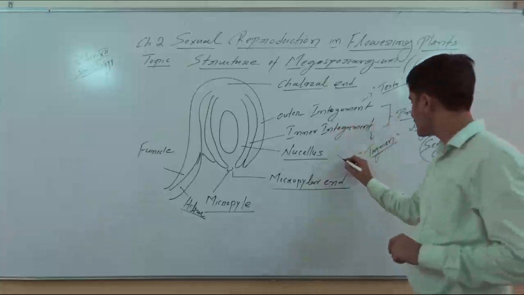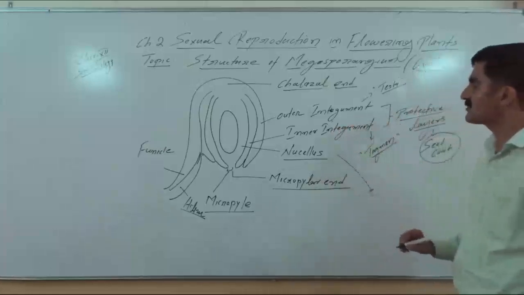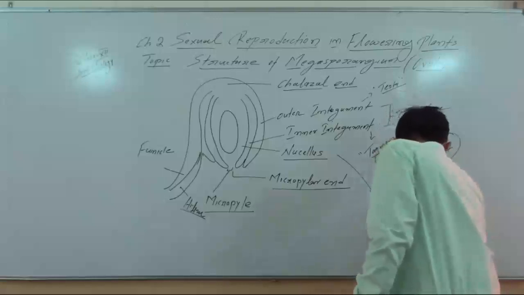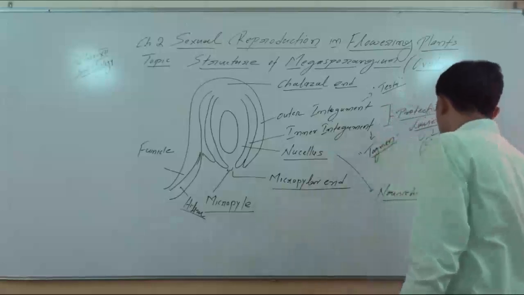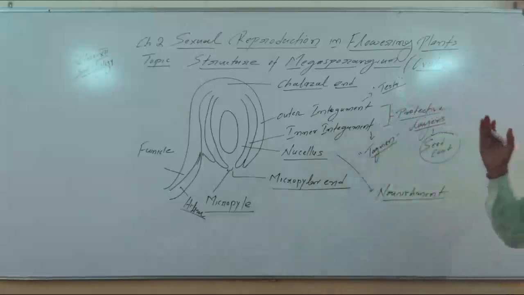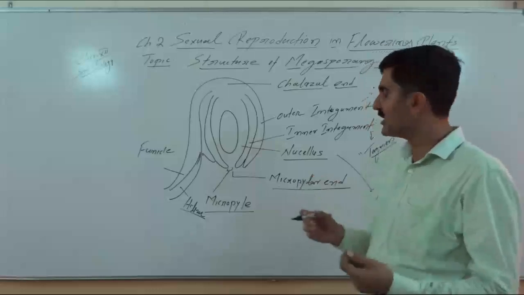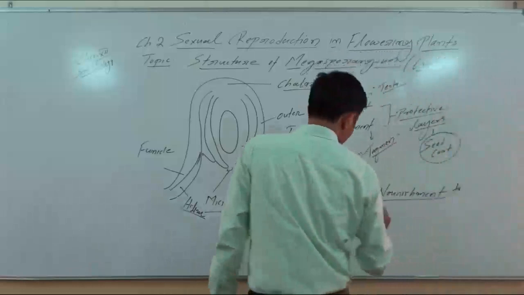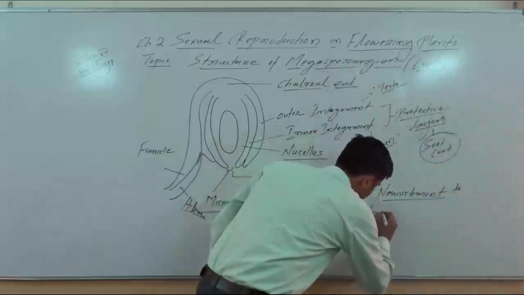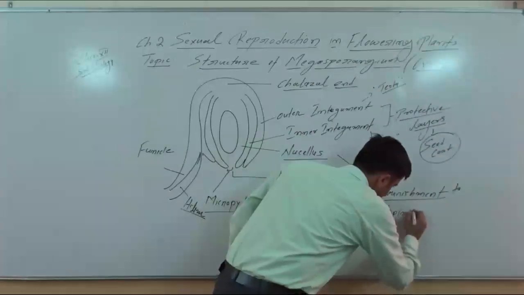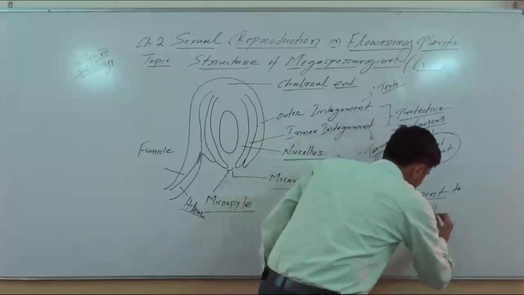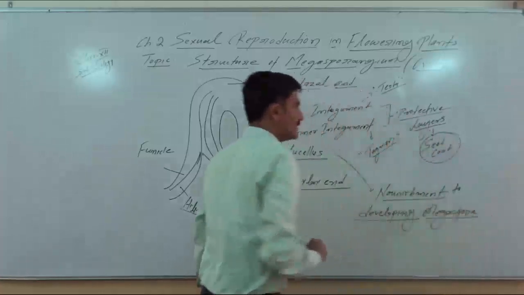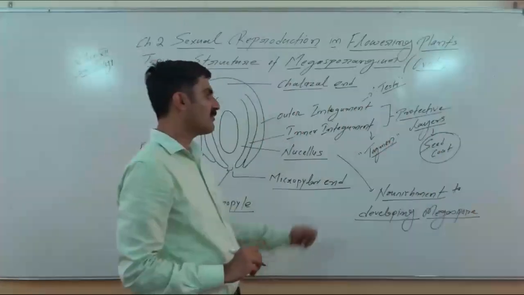Now come to the nucellus. The major function of nucellus is to provide nourishment. Nourishment is the main function. This is the tissue which provides nourishment. It is rich in nutrients. It provides nourishment to the developing megaspore.